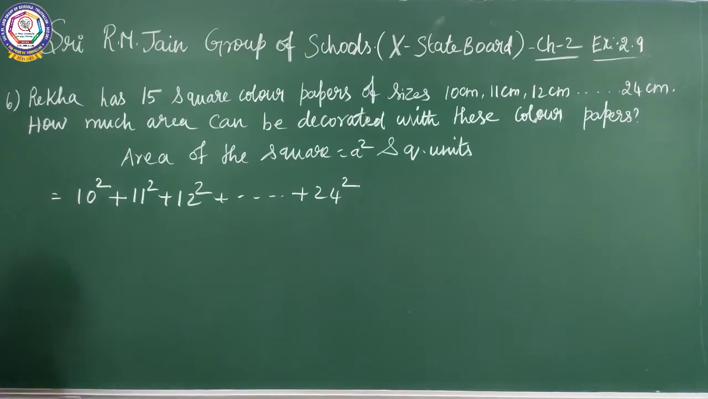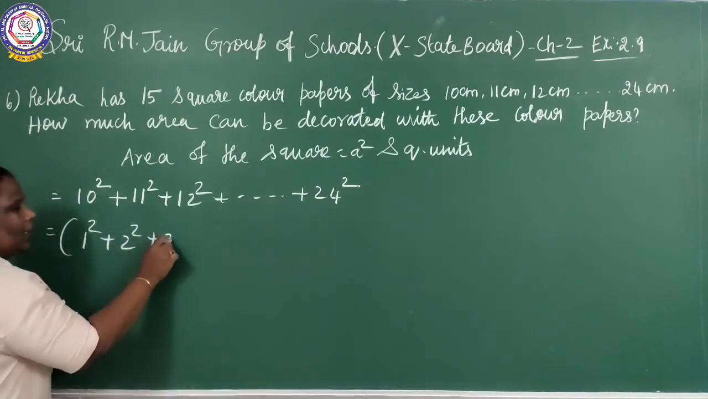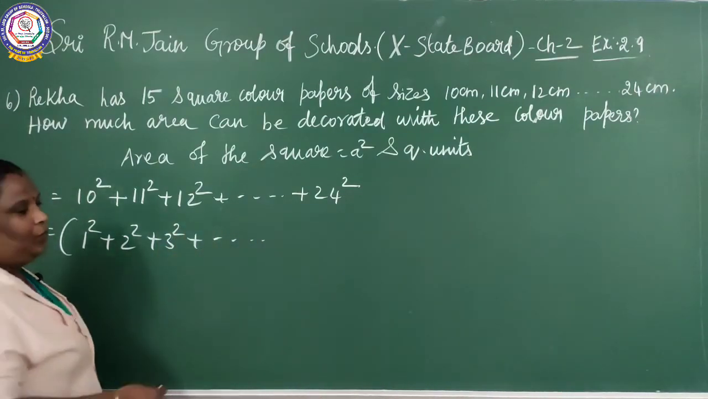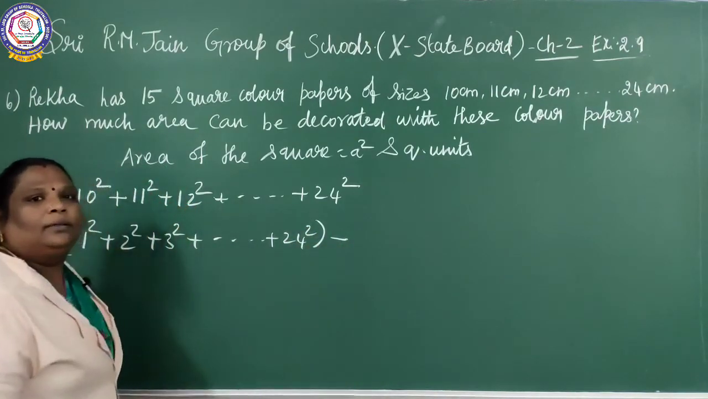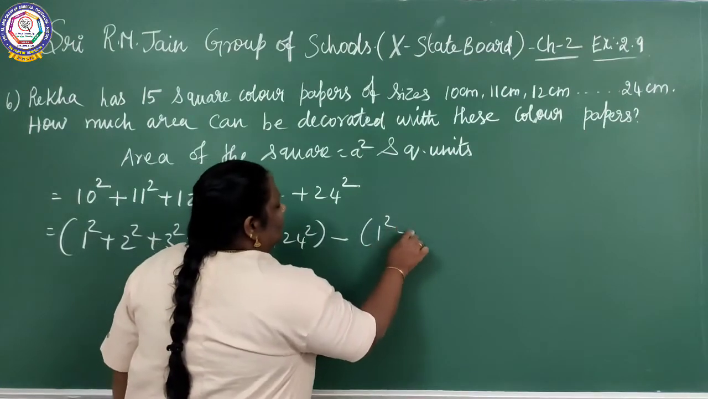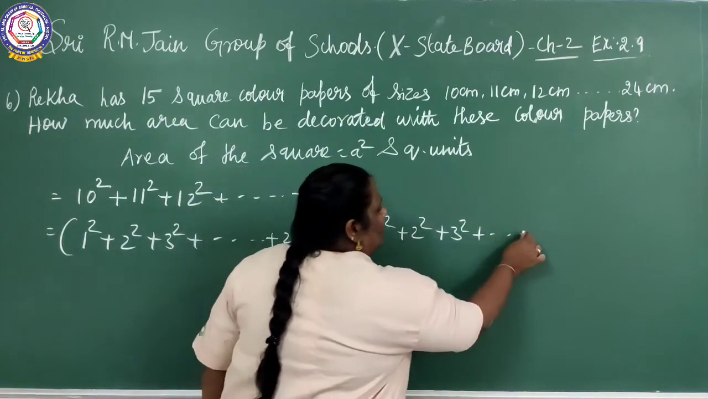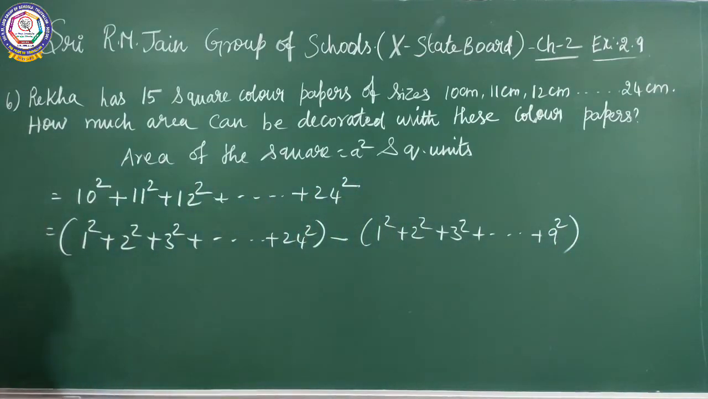So you will write it in such a way: 1 square plus 2 square plus 3 square plus etc. plus 24 square, minus 1 square plus 2 square plus 3 square plus etc. plus 9 square. The total terms minus 9.